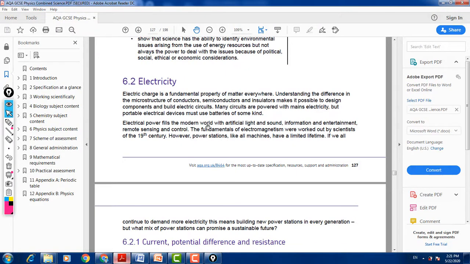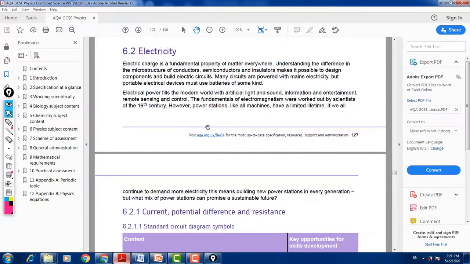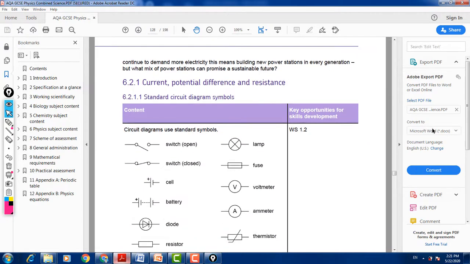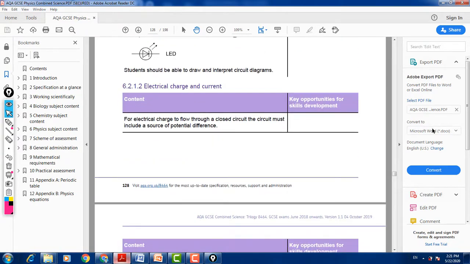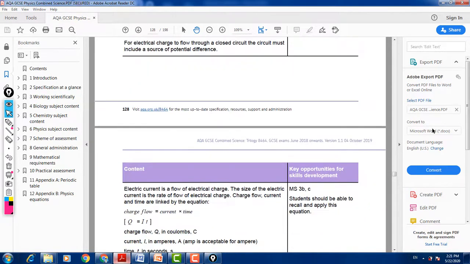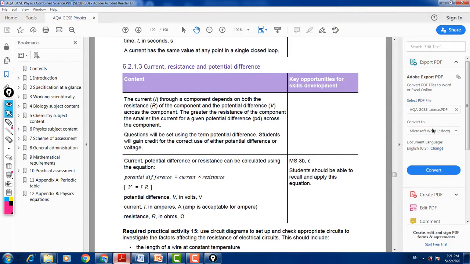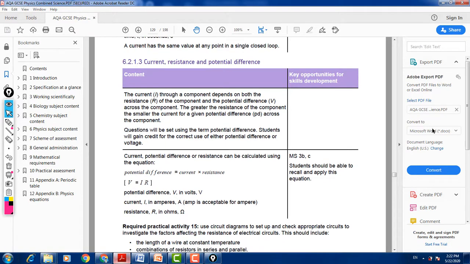Now the next topic in our syllabus is electricity. In the topic of electricity, firstly we'll discuss the current, potential difference and resistance. In that case, we'll discuss the standard circuit diagram symbols, and then the electric charge and current. After that, we'll study the current, resistance and potential difference. We'll see their definitions, their formulas, their units, and how we can find out the current, resistance or potential difference in a circuit.